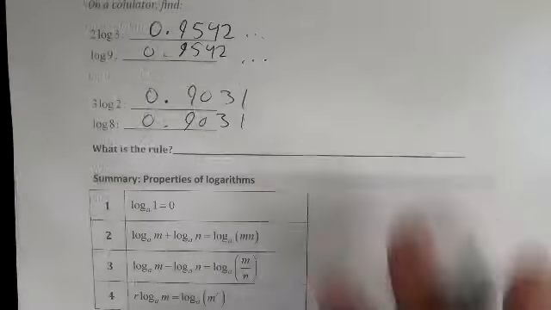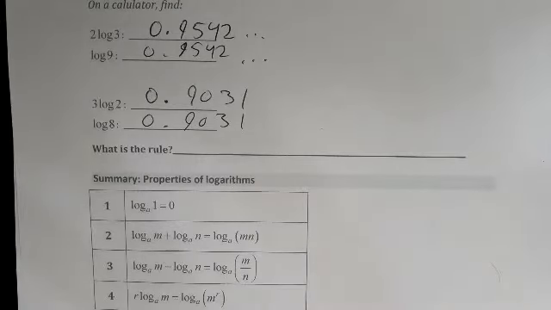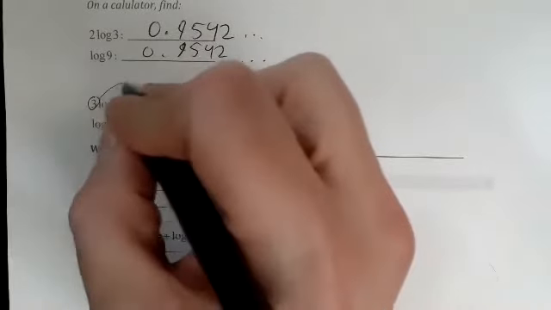So what is the rule? Coefficients on the outside can be exponents.